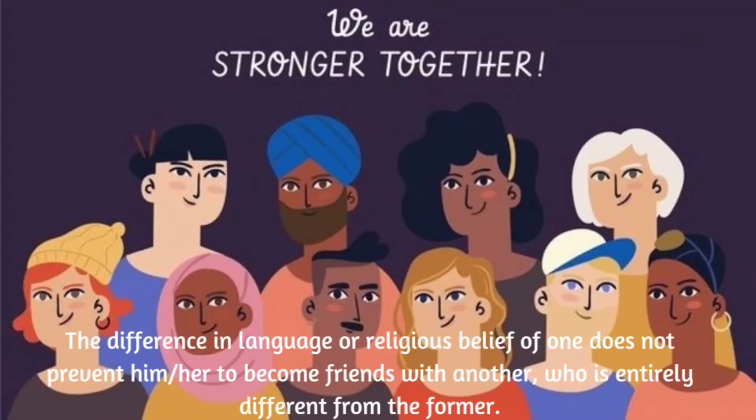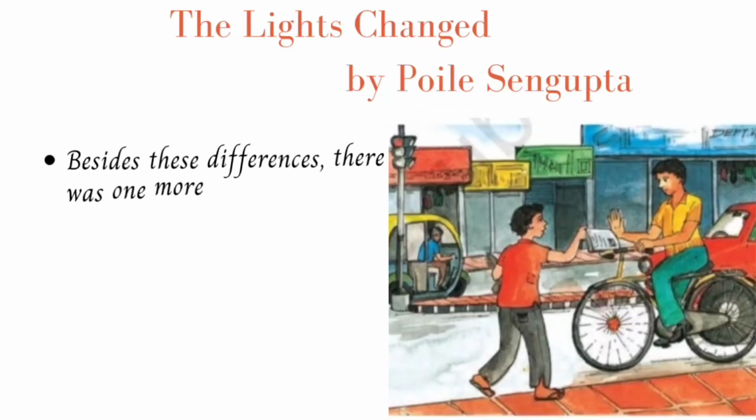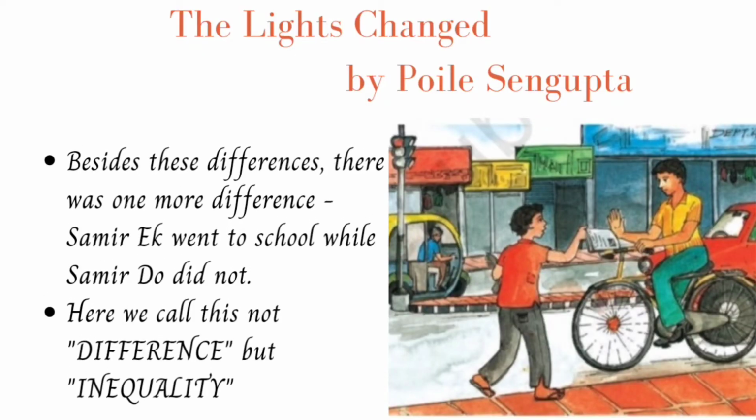The difference in language or religious belief of one does not prevent him or her from becoming friends with another who is entirely different from the former. Besides these differences, there was one more difference between Samir Ek and Samir Do. Samir Ek went to school while Samir Do did not. Here we call this difference not a difference but inequality. This is a kind of inequality.